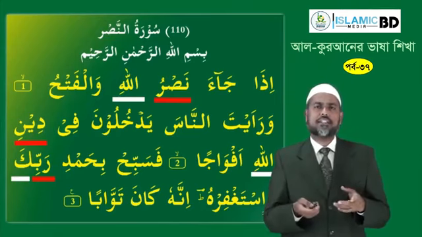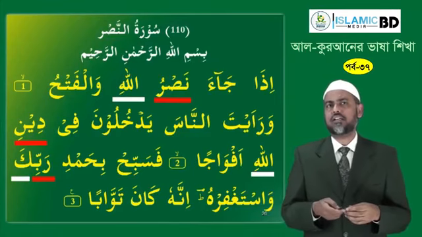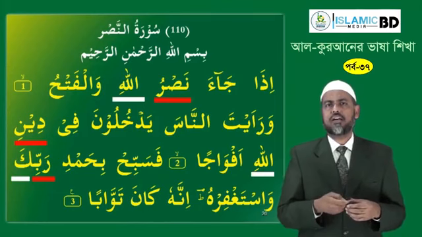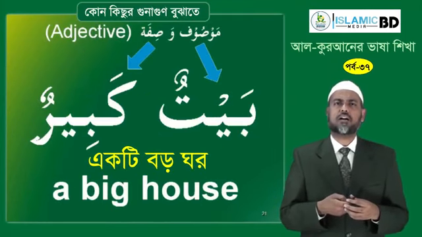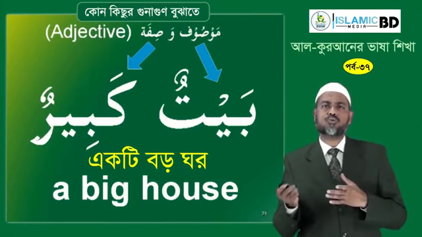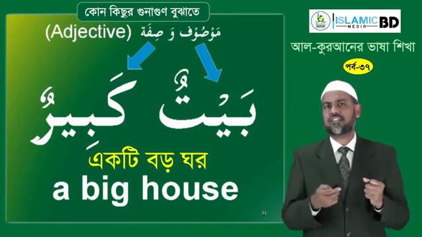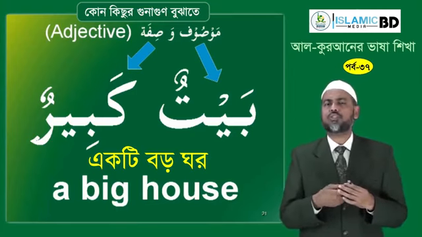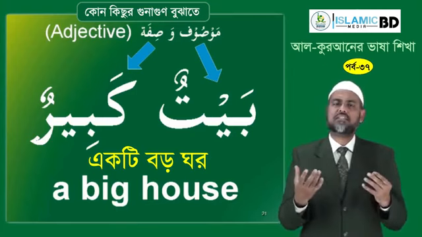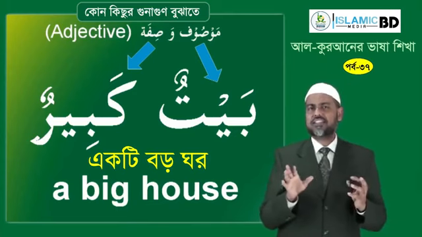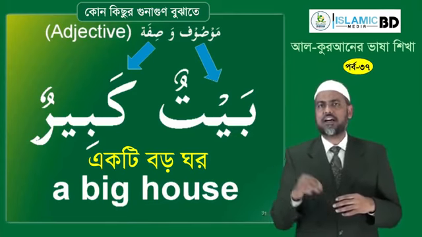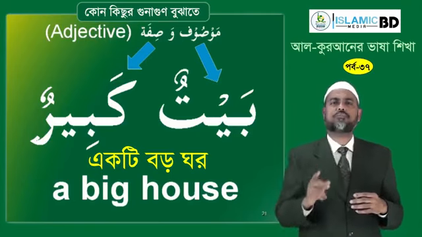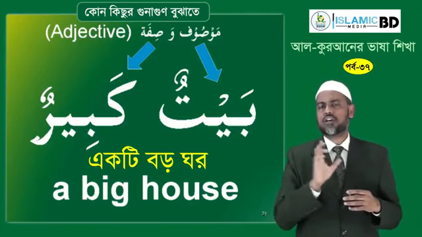We have similar examples that you can study in different surahs. Let us go to the second part, which is Mawsuf wa Sifa, adjective. Sifa is adjective. How do you mention an adjective in Arabic? Just study the examples and things will be clear. We have Baytun Kabirun. Baytun is house, Kabirun is big.